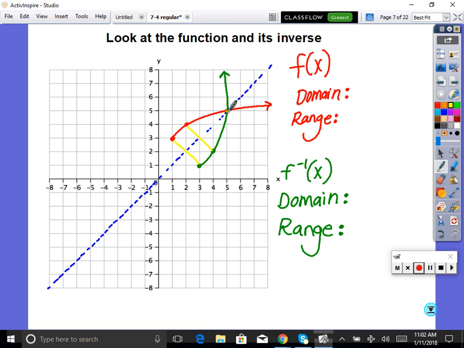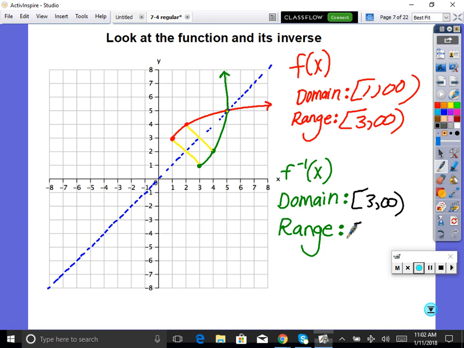Okay, now I want you, we're really good at graphs, looking at a graph and determining domain and range, which really helps us. So look at the original function. What is my domain? 1 to infinity. You're right. What is the range? 3 to infinity. Okay. Now I'm going to switch your eyeballs. Look at the green one. The inverse. What is my domain? 3 to infinity. My domain would be 3 to infinity. And my range would be 1 to infinity. What do you notice about the domain and ranges?